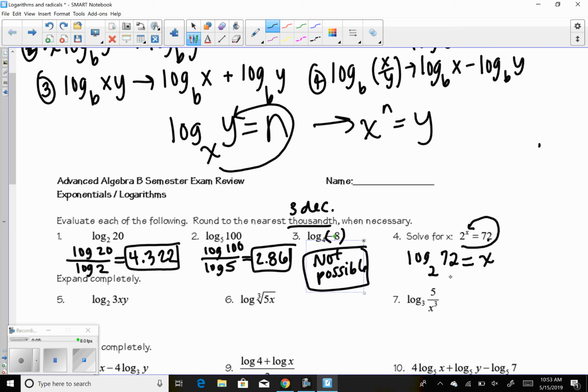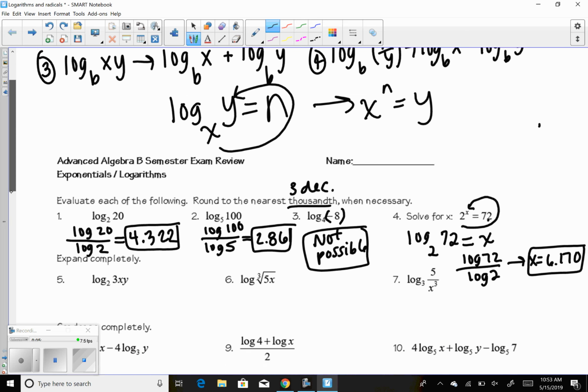Well, we plug that into the calculator. Log of 72 over log 2, change of base. That's going to give you your answer. When you plug that into the calculator, you should get that x is equal to 6.170.